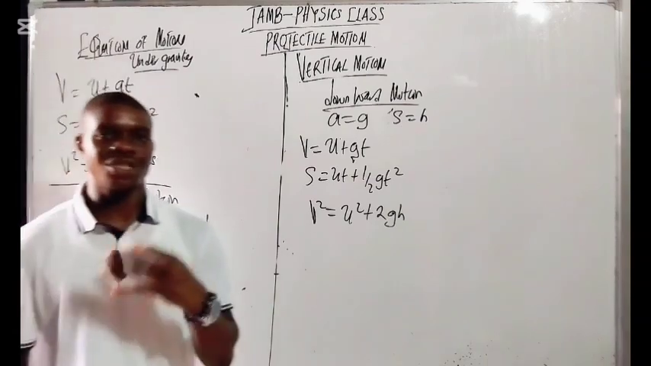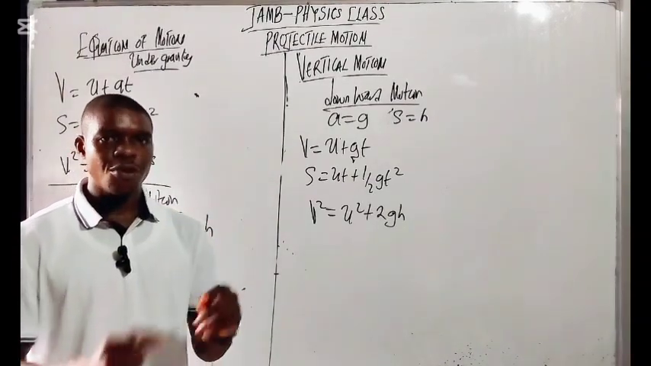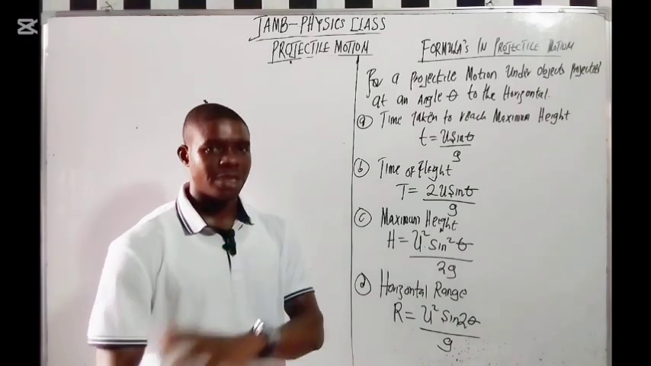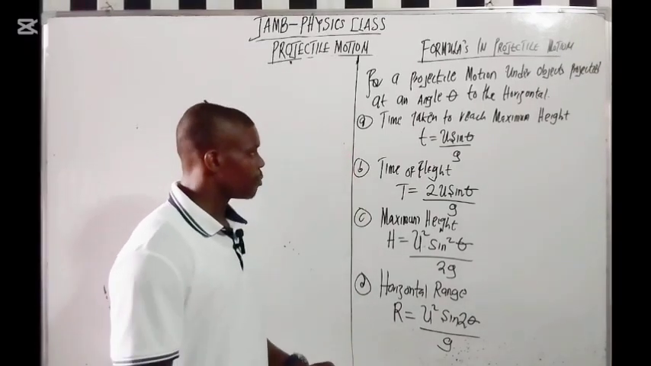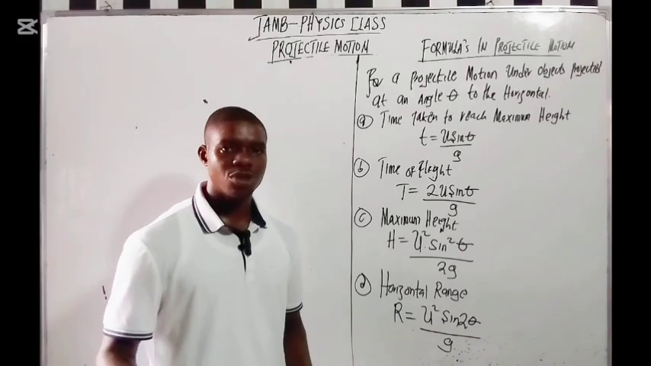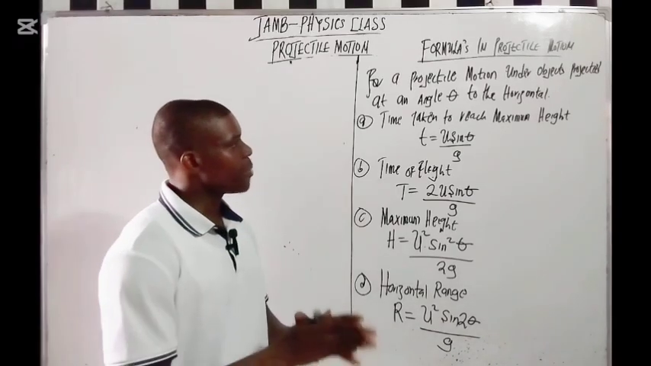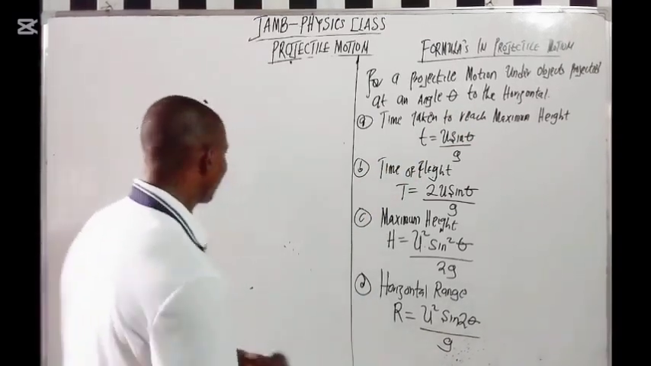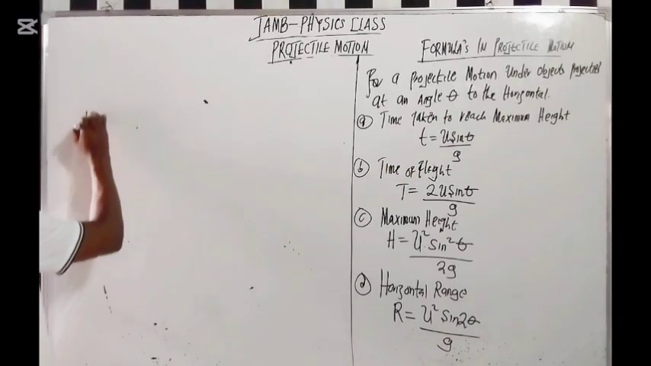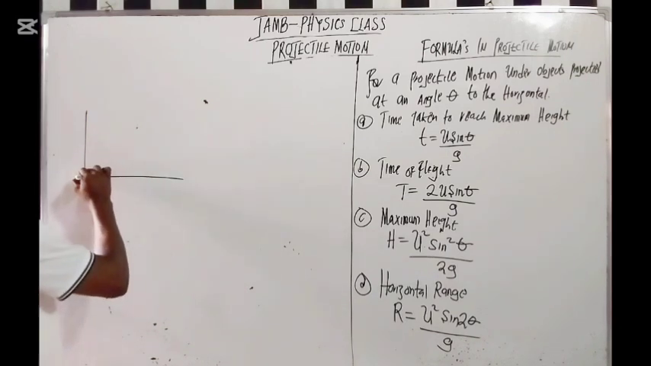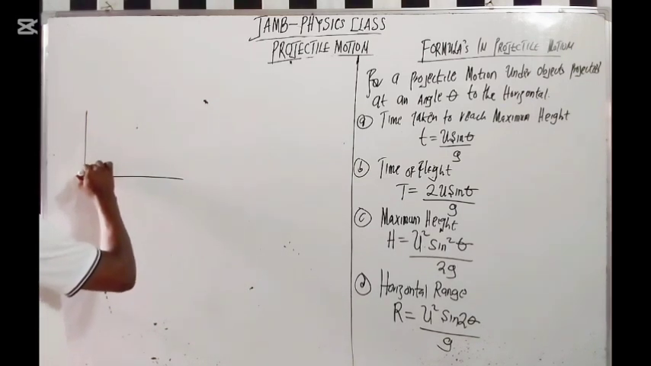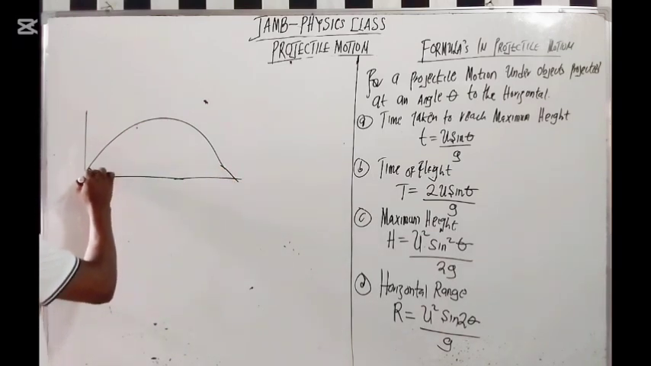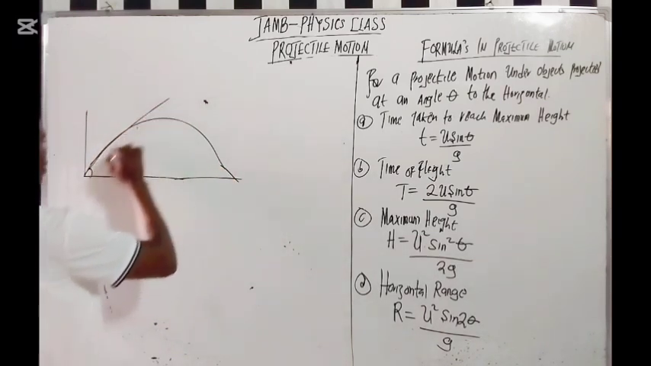Now let's look at the formulas associated with projectile motion. When we talk about projectile motion, here are the four formulas for solving projectile motion questions, for objects projected at an angle theta to the horizontal. In the sense that when you project an object at an angle, look at the angle here, when you project it like this, right?